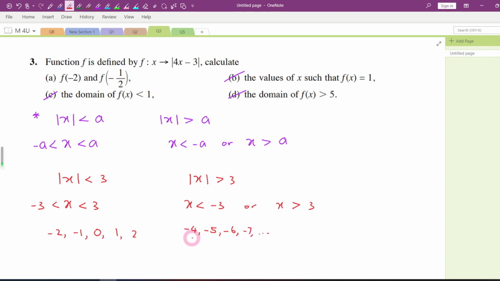When you plug in all these values into here, modulus -4, you will get 4, which is greater than 3, correct? When you plug in -5 over here, modulus -5, you will get 5, which is greater than 3, correct? Same thing here. It can be 4, 5, 6, 7, 8, and so on. All these values you plug in here, you will get greater than 3 as well. Okay, so you need to remember these two. Now let's look at part B.